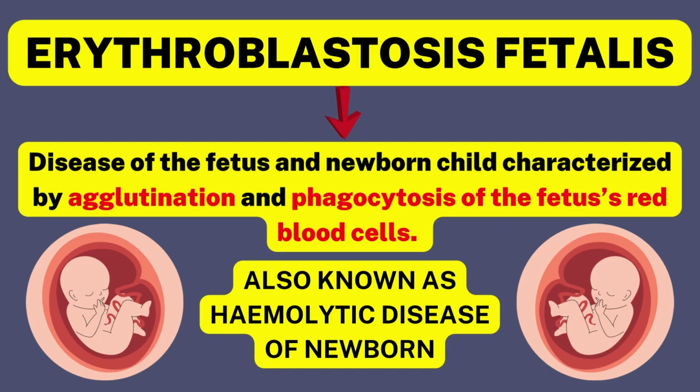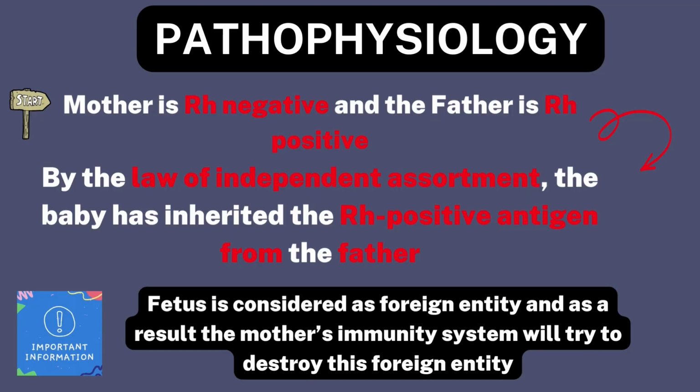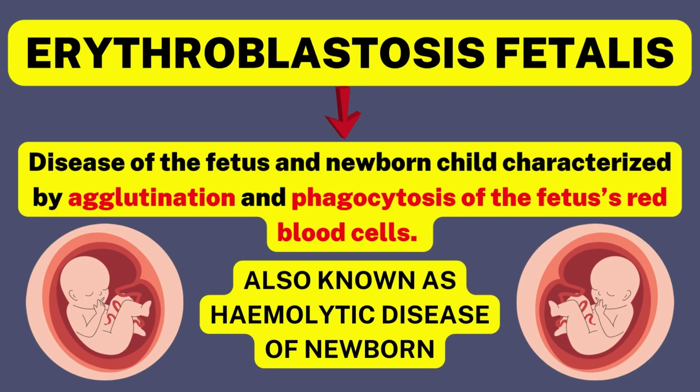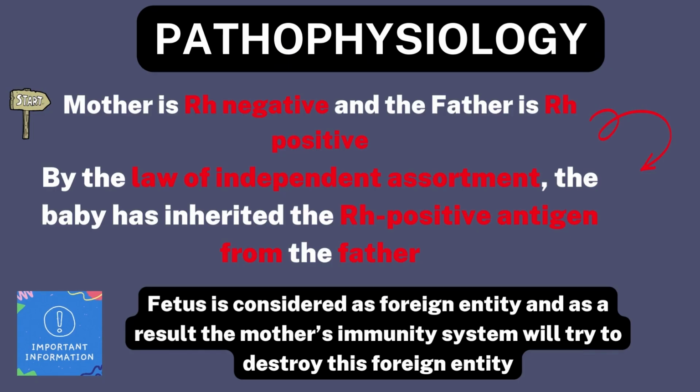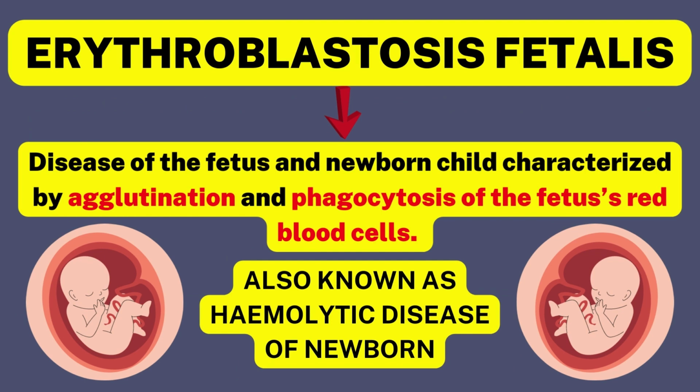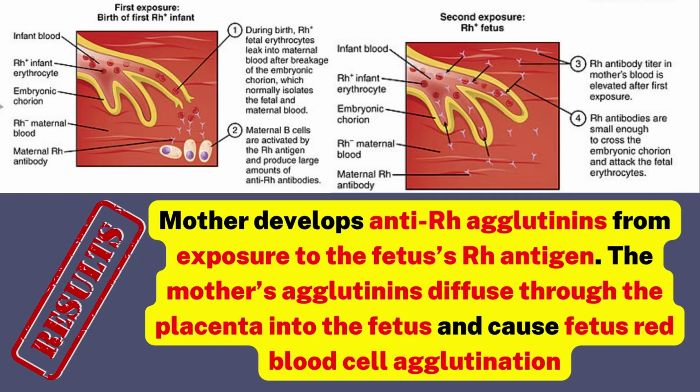In most instances of erythroblastosis fetalis, the mother is Rh negative and the father Rh positive. By the law of independent assortment, the baby has inherited the Rh positive antigen from the father. Now is the important part to be remembered. The fetus is considered a foreign entity and as a result the mother's immune system will try to destroy this foreign entity. Remember this concept. Because of this, the mother develops anti-Rh agglutinins from exposure to the fetus's Rh antigen. The mother's agglutinins diffuse through the placenta into the fetus and cause fetal red blood cell agglutination.